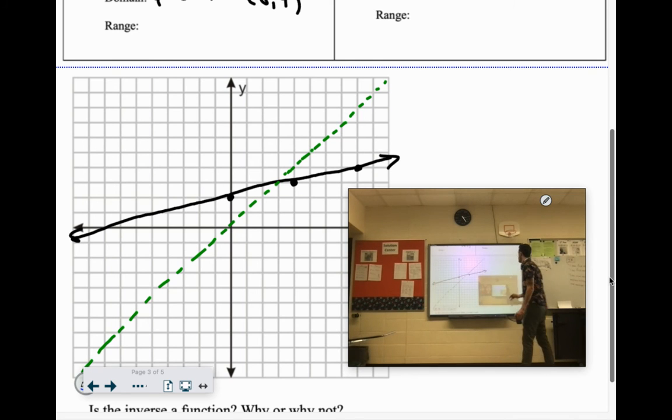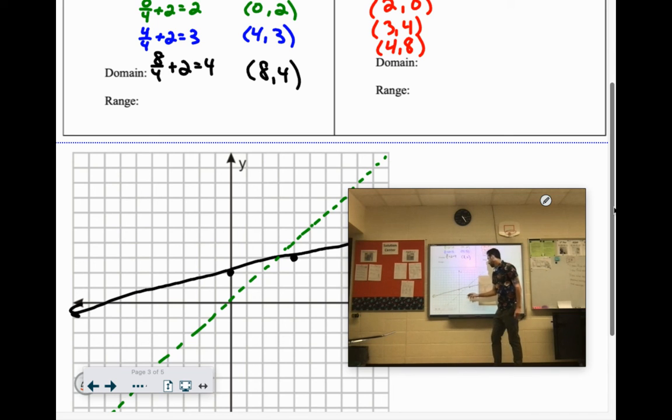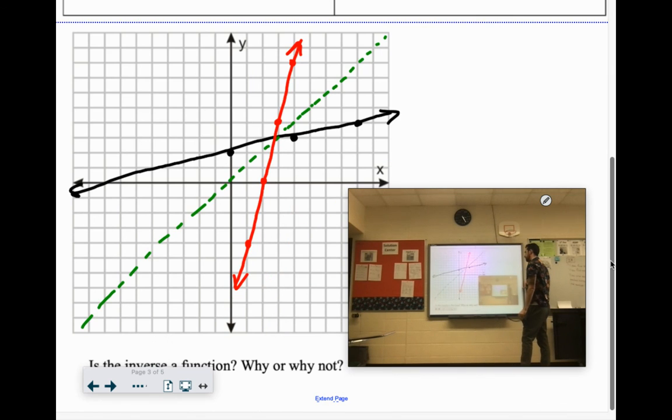So if we flipped the coordinates, which I said we were going to do in red, we have (4, 8), (3, 4), (2, 0), and (1, negative 4). And those are perfectly reflected about that axis, that y equals x. So they are inverses of each other.